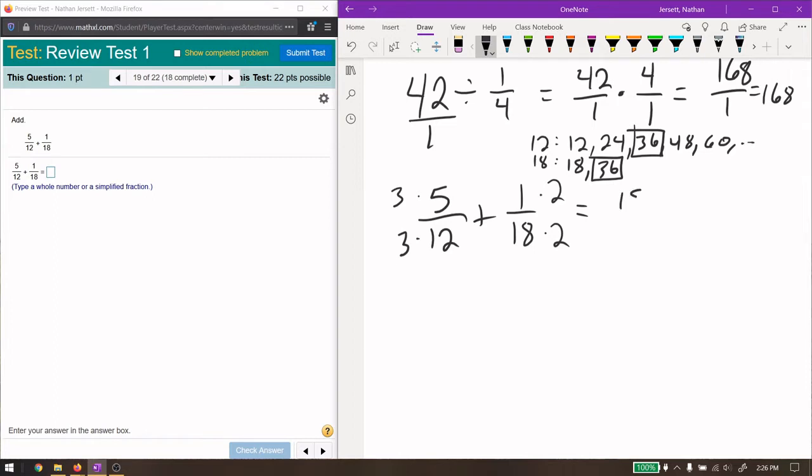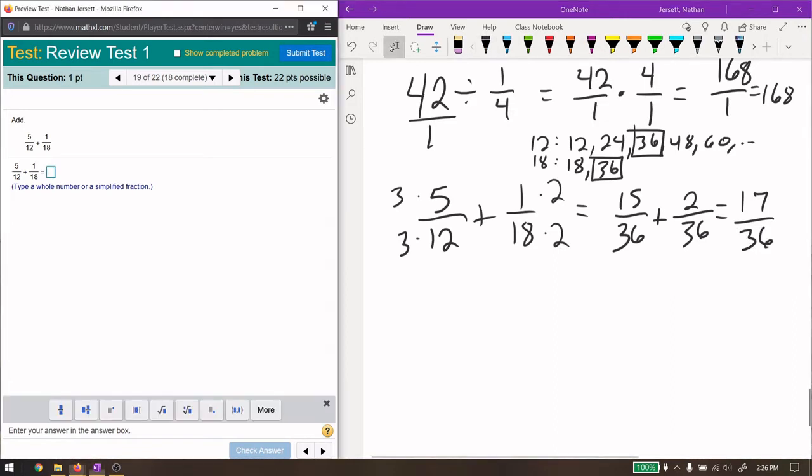3 times 5 is 15 over 36. 1 times 2 is 2 over 36. Gives us 17 over 36. You always keep the denominator. You never add them.